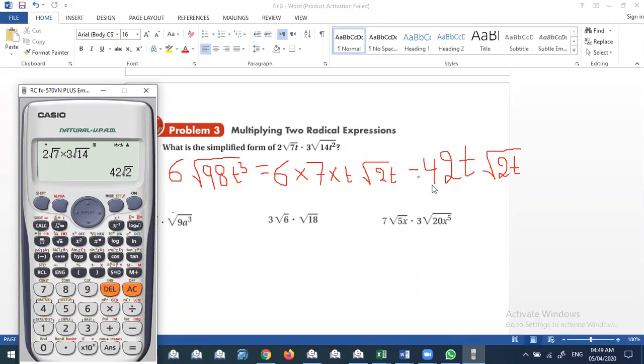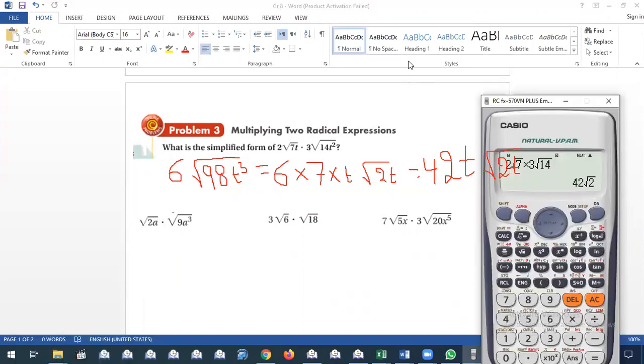So we have 42 outside, square root 2 inside. And t times t power 2 is t power 3 inside the square root. It will be 3 divided by 2, the same steps, no problem. Another exercise. Let's use the shortcut way.